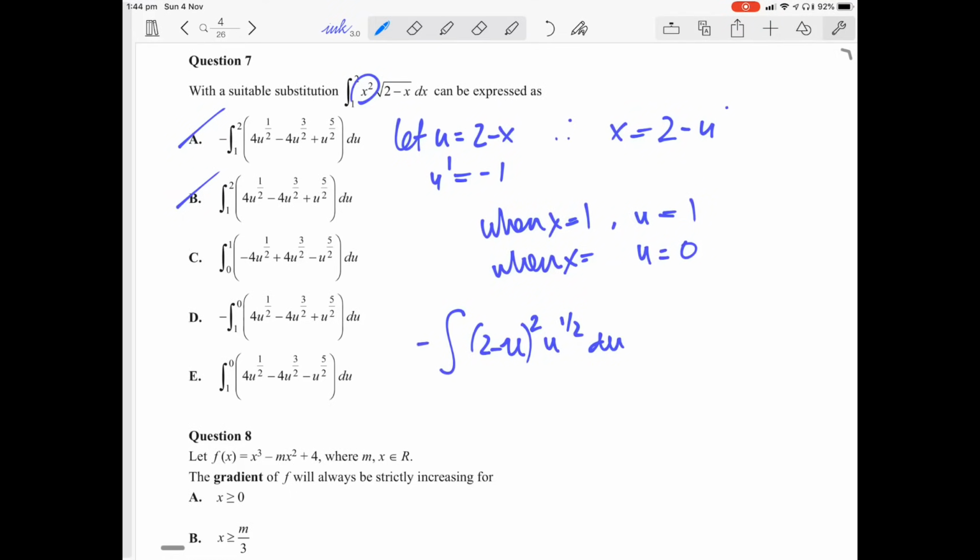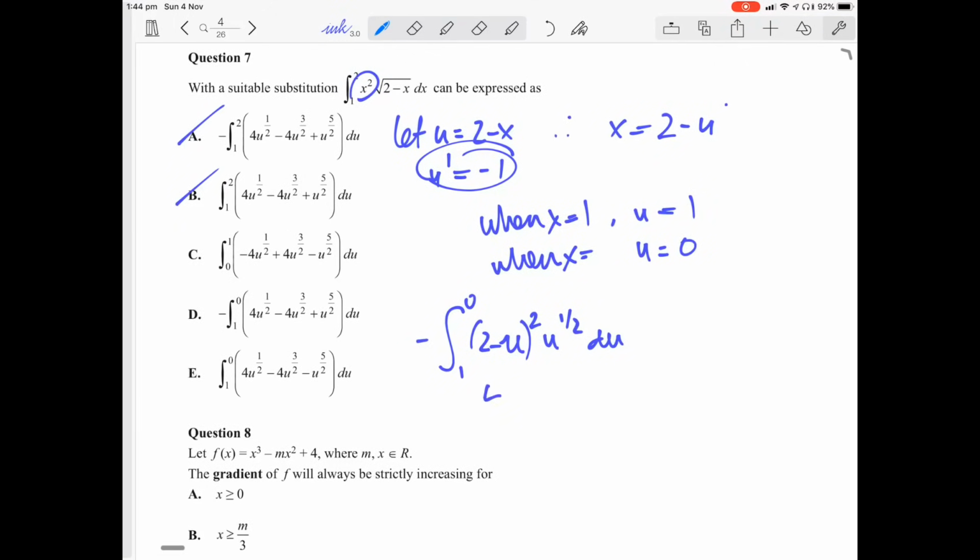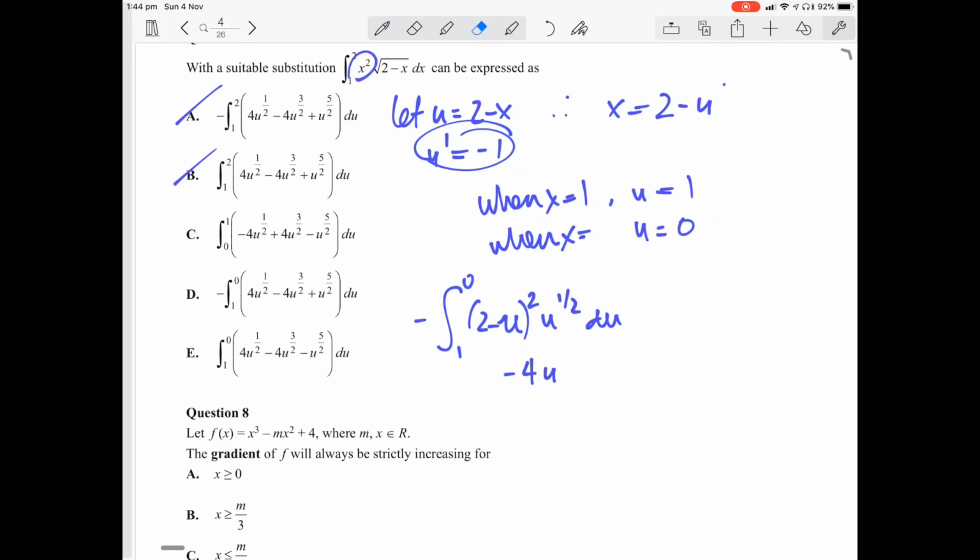We're going to put a negative out the front because of that derivative, and we want it between 1 and 0. Is that there yet? Okay. 4 minus 4u, 4u to the half minus 4u to the 3 on 2. That's going to be plus u squared, so plus u to the 5 on 2 du. 1, 0, negative. Looks like D to me.